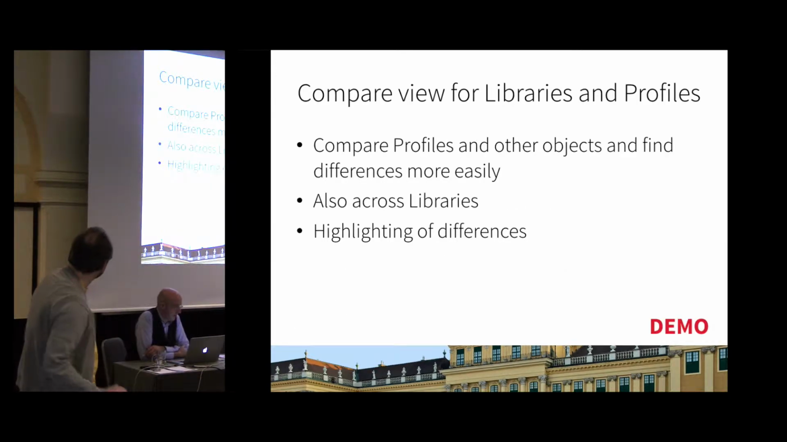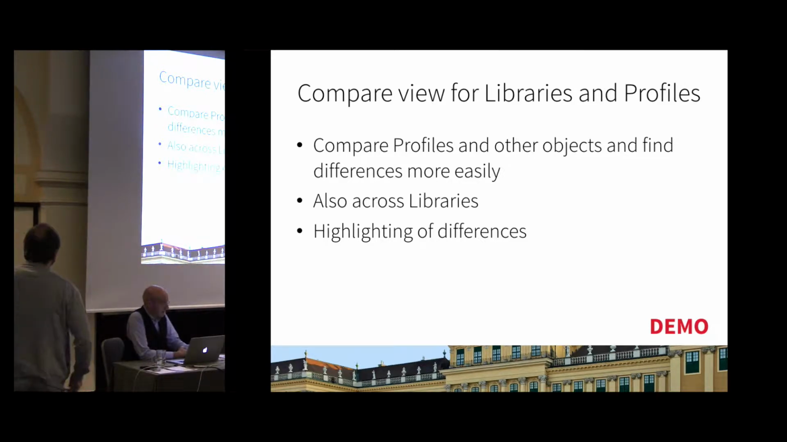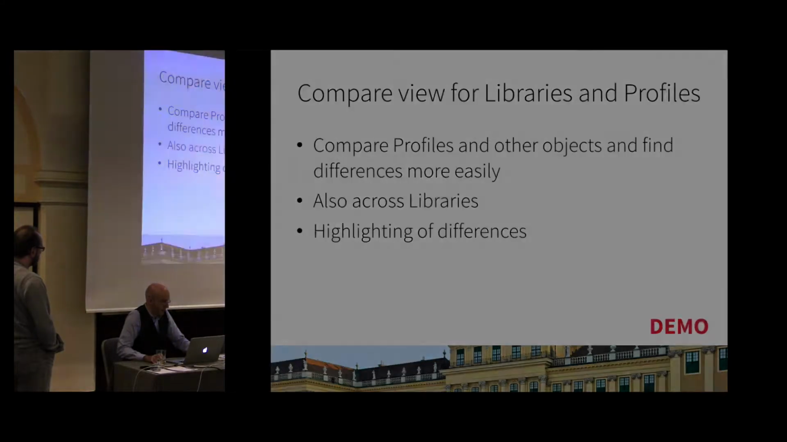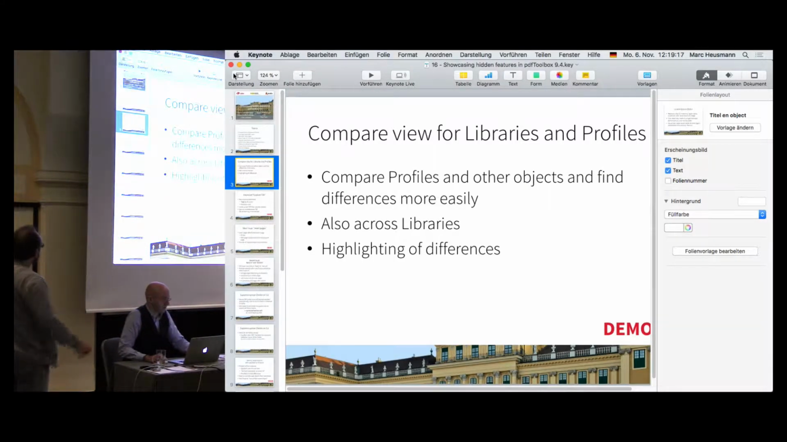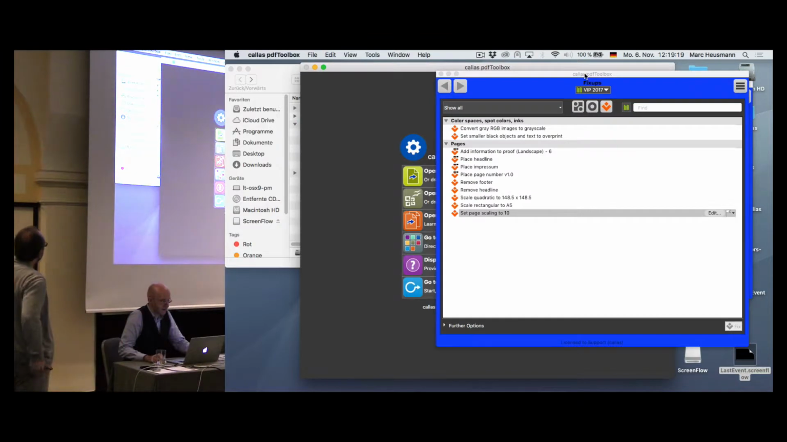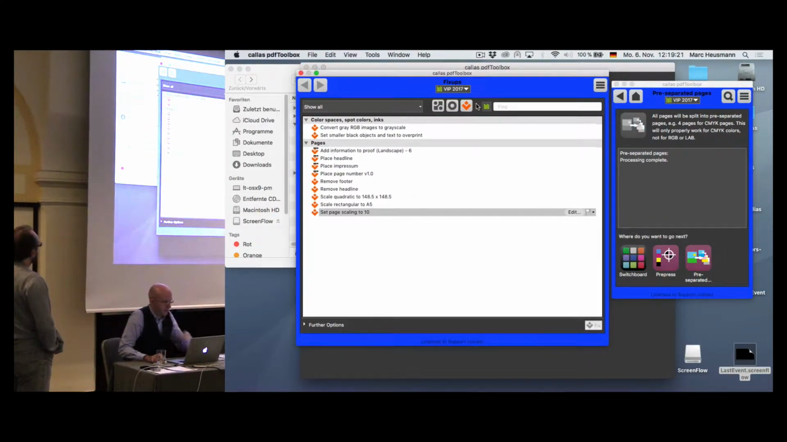The compare view, what does that mean? Olaf already mentioned that we can now compare profiles and other objects to find differences more easily. And this is also possible across libraries. And we highlight them, of course, otherwise it would not make so much sense if they cannot be easily found. So where do you find this new feature?